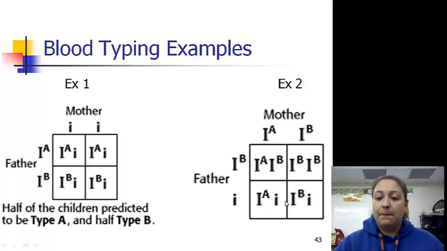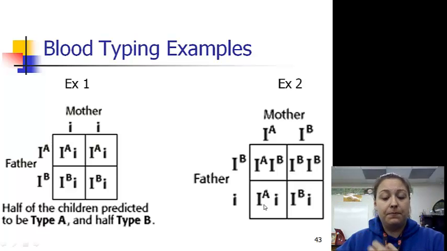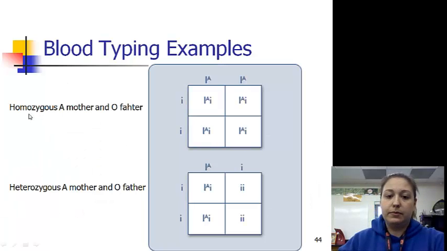Now when we bring them across and down, we find out that we could have an offspring that's type AB. Or we could have two offspring that are type B. One will be homozygous B, and the other will be heterozygous B. And then we have one option of a child being type A, heterozygous type A.